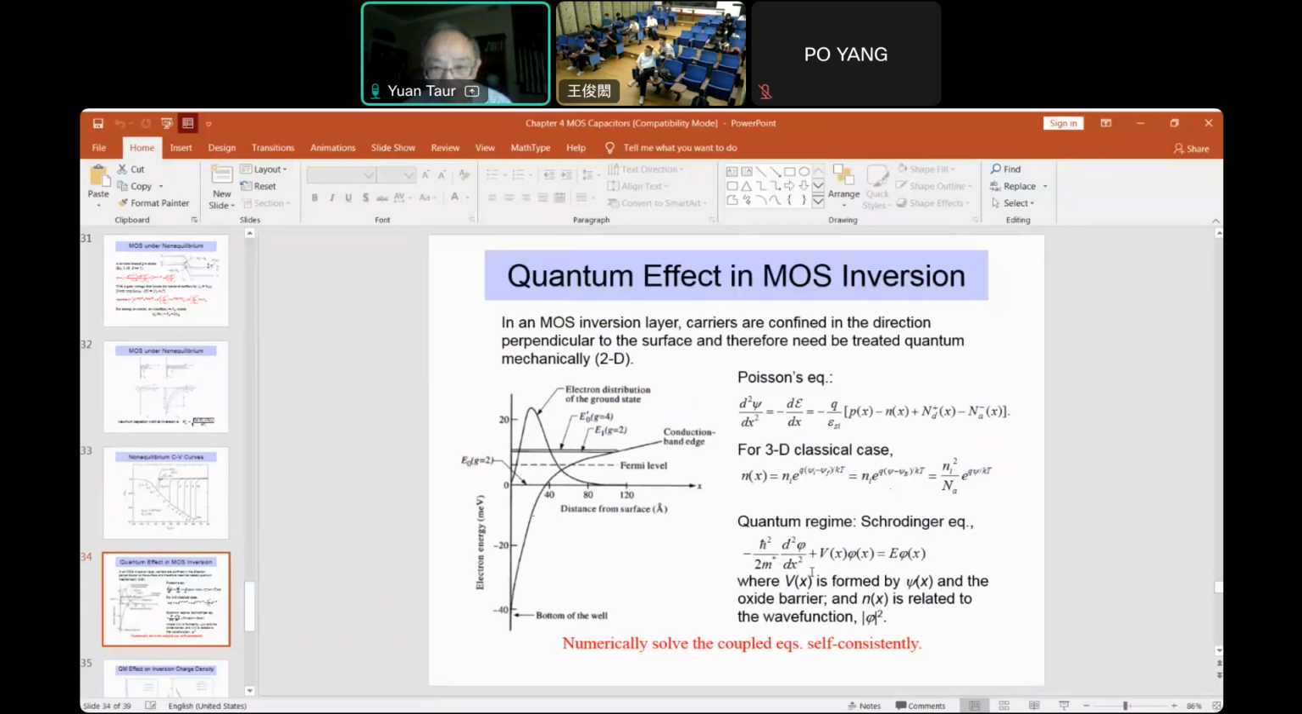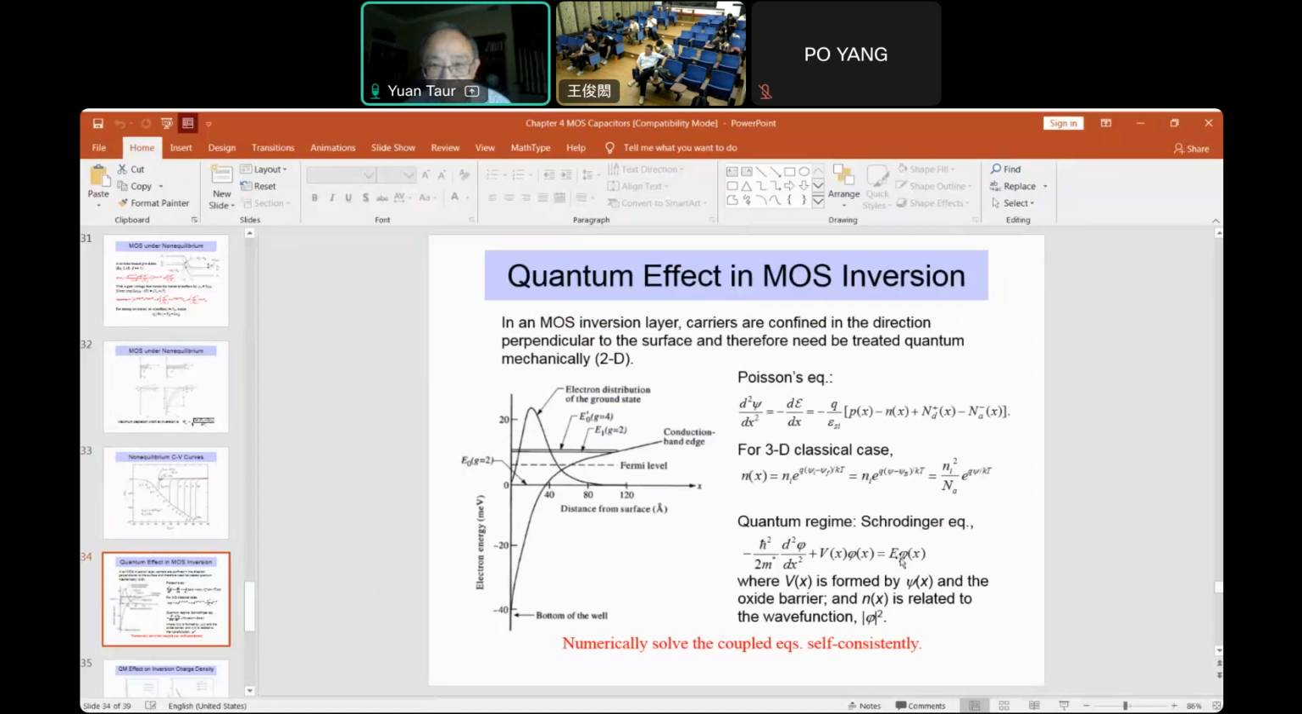This is shown here, where V is given by this potential, the conduction band near the surface. It's very strongly depth dependent, and phi is the wave function. They are coupled together because the electron density is now given by the square of the magnitude of a wave function instead of by the 3D density of states. So we cannot use that in the Poisson equation.